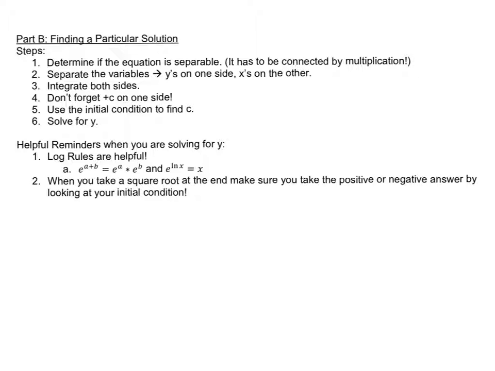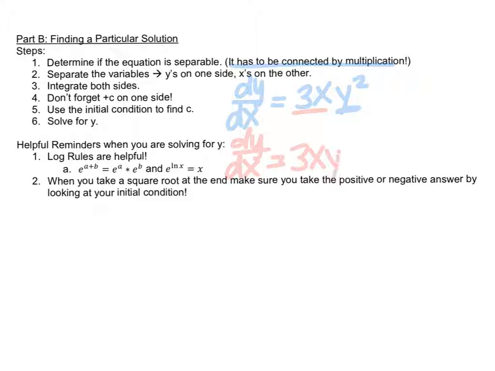is whether it's separable. It's only separable if the equation is connected by multiplication. So for example, if dy/dx is equal to 3xy or 3xy squared, that 3x and the y are connected by multiplication. So that's separable. But if I have the equation dy/dx equal to 3xy plus 6y, that's not separable because the 3xy and the 6y are not connected by multiplication.